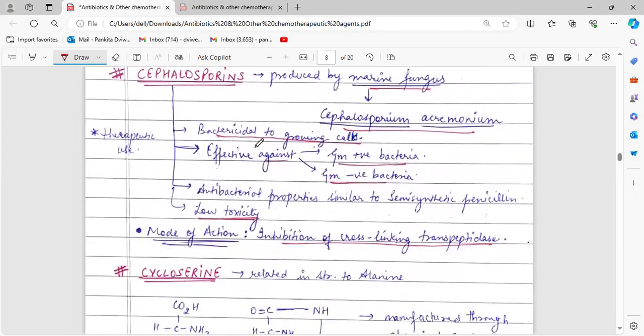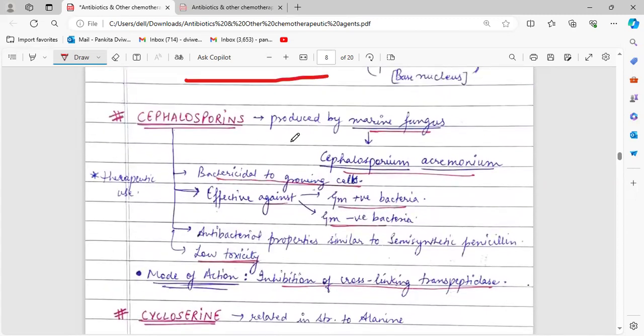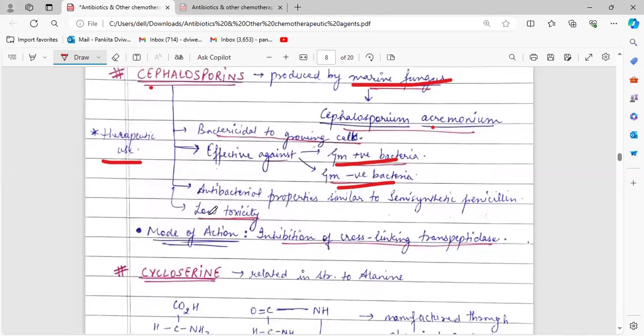The next kind are the cephalosporins. Cephalosporins also act through the inhibition of cell wall synthesis. They are produced by the marine fungus Cephalosporium acremonium, and these are bactericidal to all the growing cells. Their therapeutic use is their action against gram-positive and gram-negative bacteria, and they have an antibacterial property similar to the semi-synthetic penicillin. They possess low toxicity, and they act by inhibiting the cross-linking by transpeptidases, similar to the penicillins.